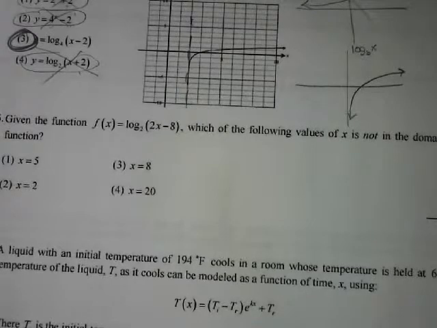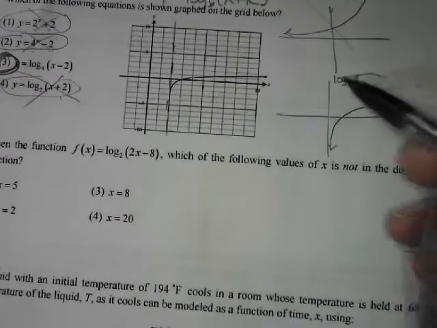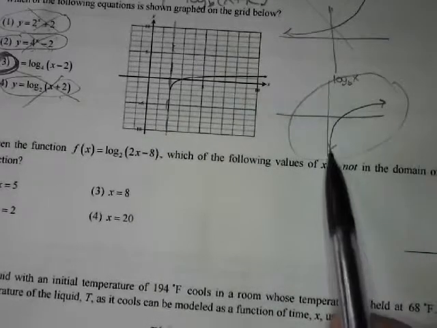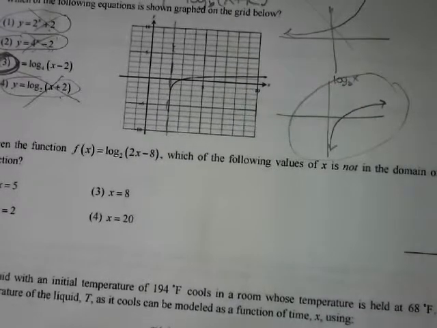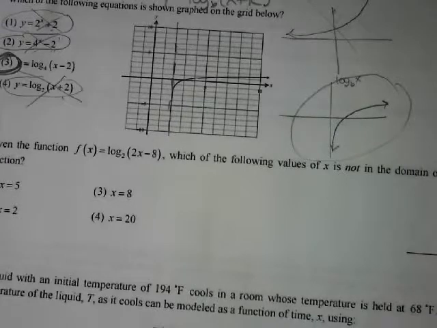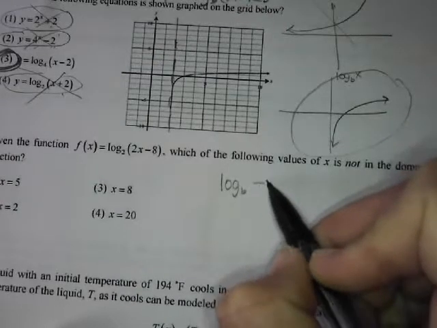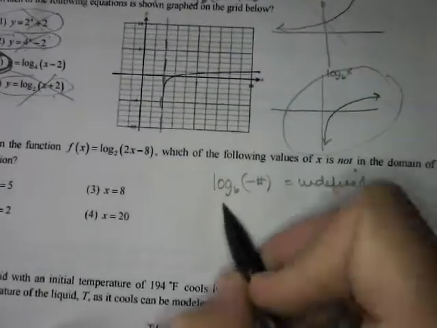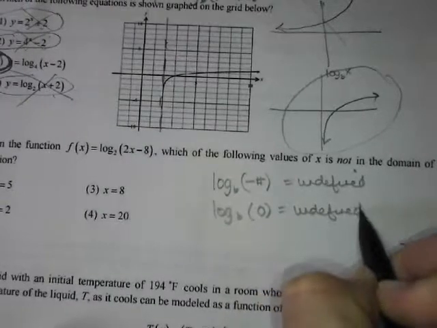16, we're given a log function. Which of the following values of x is not in the domain? Look at your log parent graph to help you with the domain and to remind you of what the domain is. The x values always have to be what? Positive. You cannot take the log of anything 0 or below. The log, who cares what the base is, of a negative number is undefined. And same with 0. Log base b of 0 is undefined. The only thing you could take a log of is a positive number.